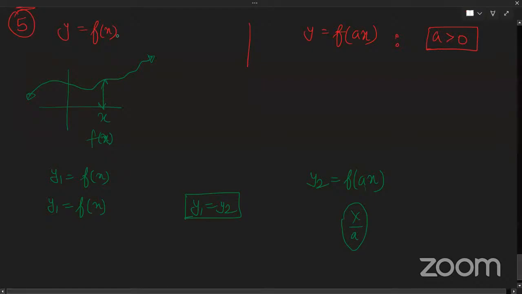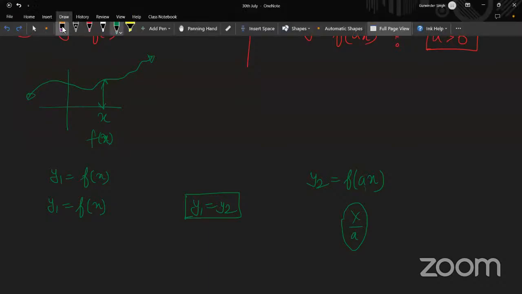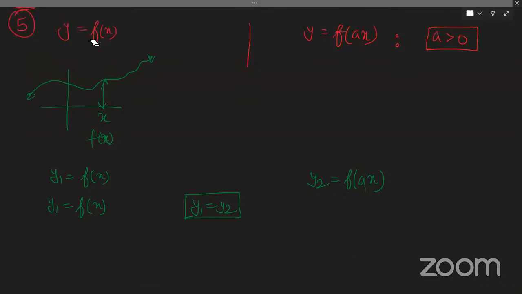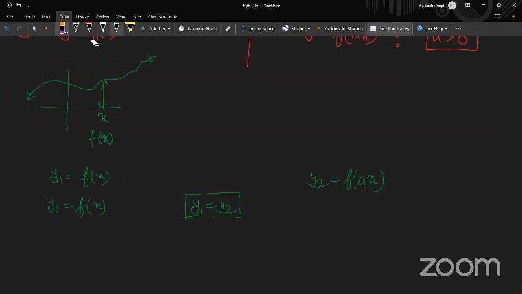Yeah, f of ax, right? So you just put in place of x, you put x divided by a. Yes, sir. Yes, sir. Right? Yes, right, sir. Are you sure? Check if you have any doubt, don't just say yes like that.